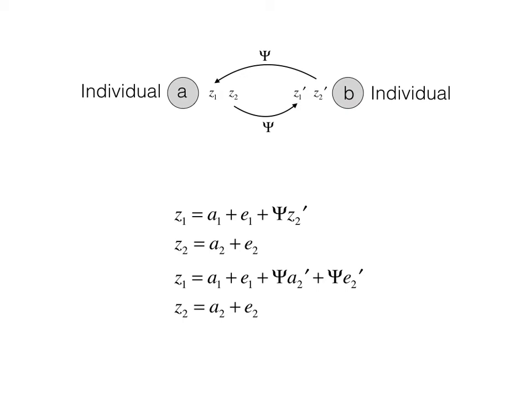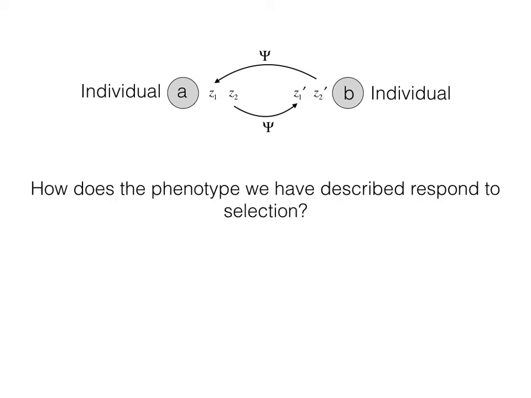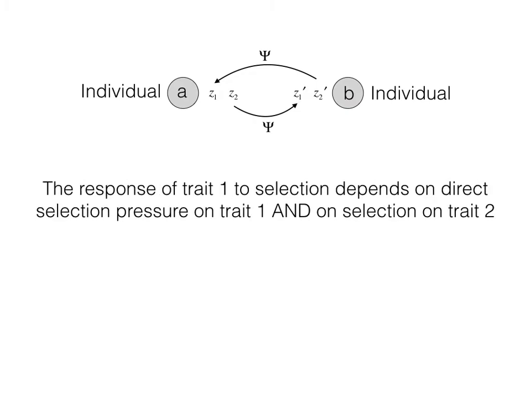So the next thing that we want to know, once we've got a description of this phenotype, is how does the phenotype we've just described respond to selection? So how does evolution happen? And the way that we can model the response to selection, and an important thing to bear in mind when we start to model a response to selection, is that the response of trait 1 to selection depends on direct selection pressure on trait 1 and selection on trait 2, because they're correlated.